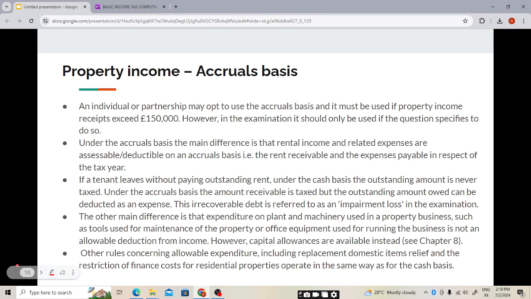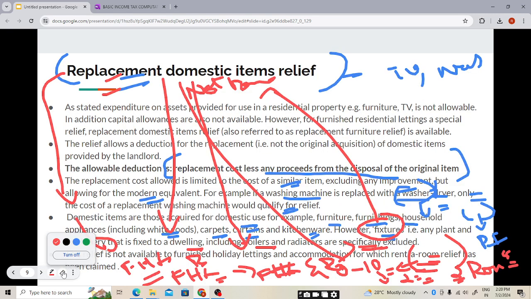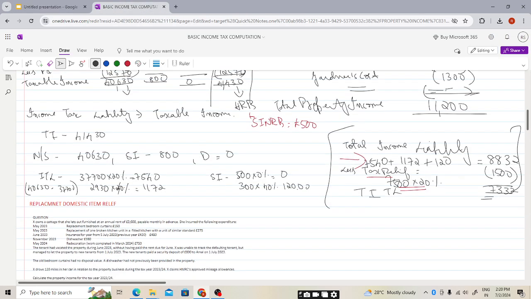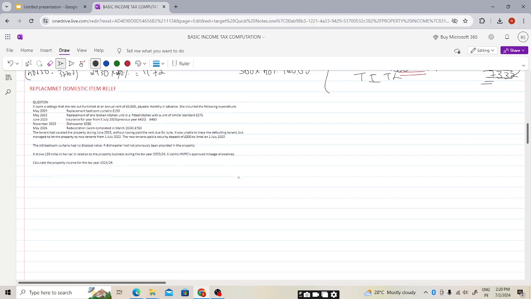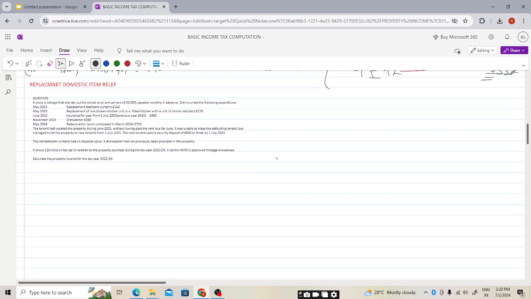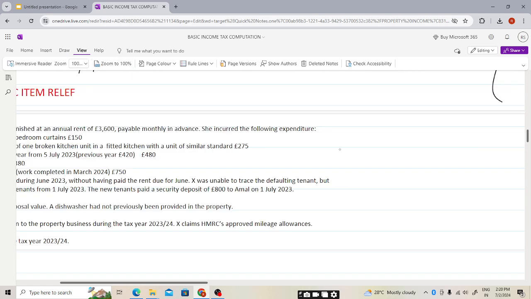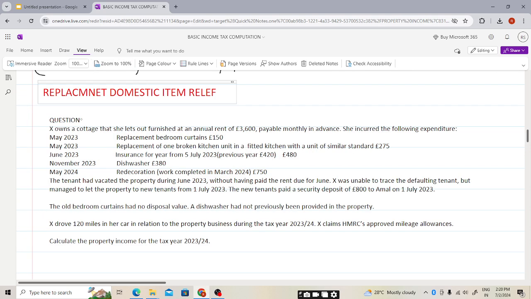So now we will be solving a question so that you will have a clear picture on this topic, replacement domestic relief. So this question is a big one. First we'll discuss the whole question, then we'll be solving the answer. This will be covering each and every topic, students. So let's maximize the view so that we can read the question properly. Question for replacement domestic relief.